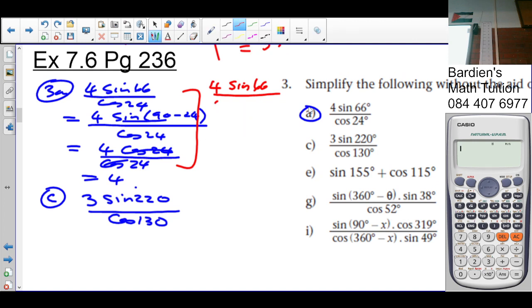So this would be sine, sorry, cos (90 minus 66). That changes to 4 sine 66 over sine 66. It gives you? You understand?